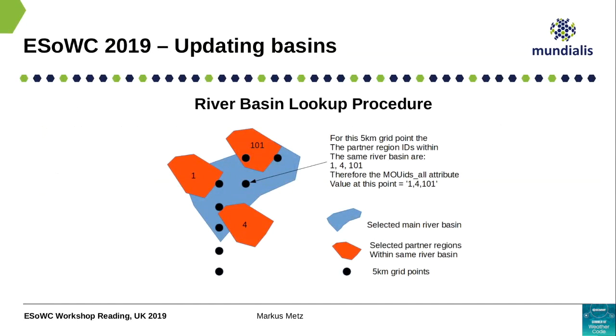This is again the river basin lookup procedure that Calum has already presented, to show what it should look like. So in this example, all grid points falling into that blue basin should have the values 1, 4, and 101, which are the IDs of the red partner regions intersecting with that particular basin.